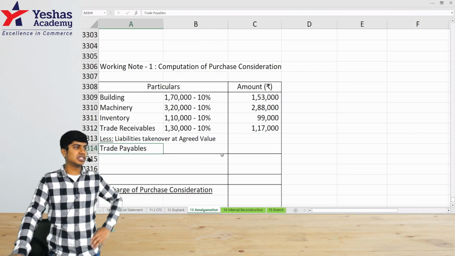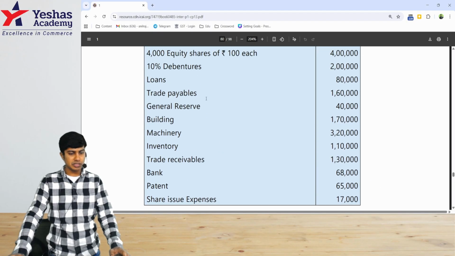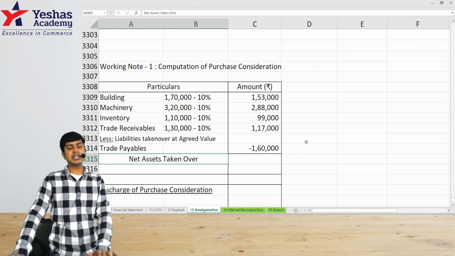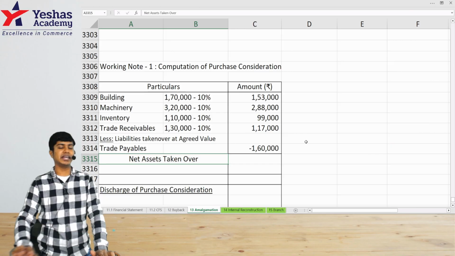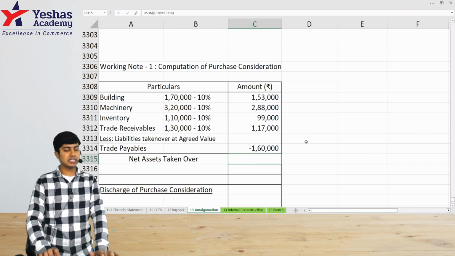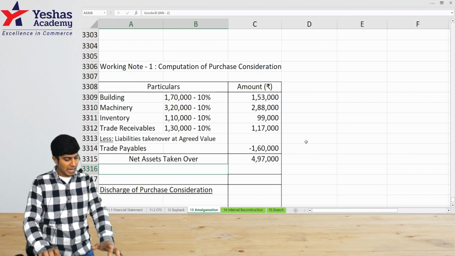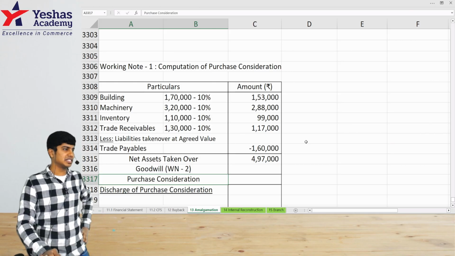Less liabilities, which is trade payable. How much is trade payables? 1,60,000. All right, minus 1,60,000. Help me with net assets taken over. 153 plus 288 plus 99 plus 117 minus 160. That is 4,97,000. To this, I should add goodwill to arrive at purchase consideration.